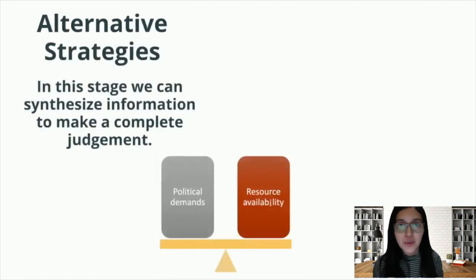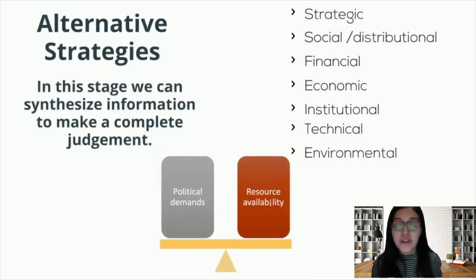The last tool that we can find in the analysis phase is the alternative strategies, in which we can synthesize information that allows us to make a complete judgment of the situation. Sometimes we need to balance between policy and resource availability. And to make it easier, we need to set a group of criteria for that strategy selection.